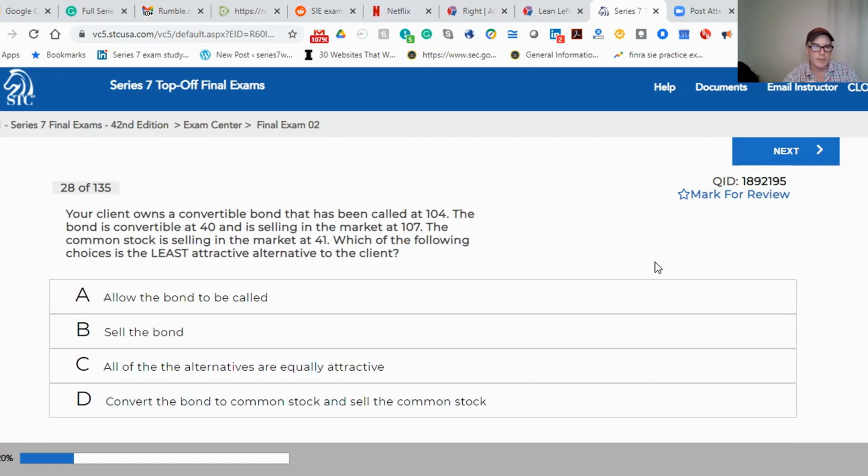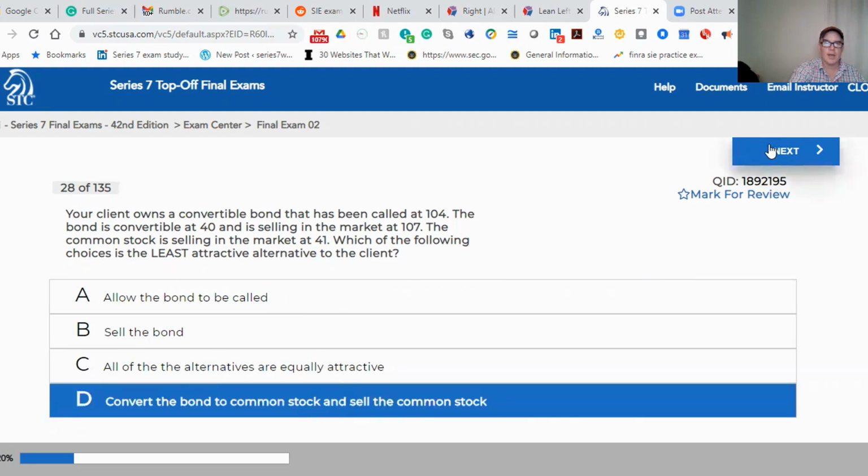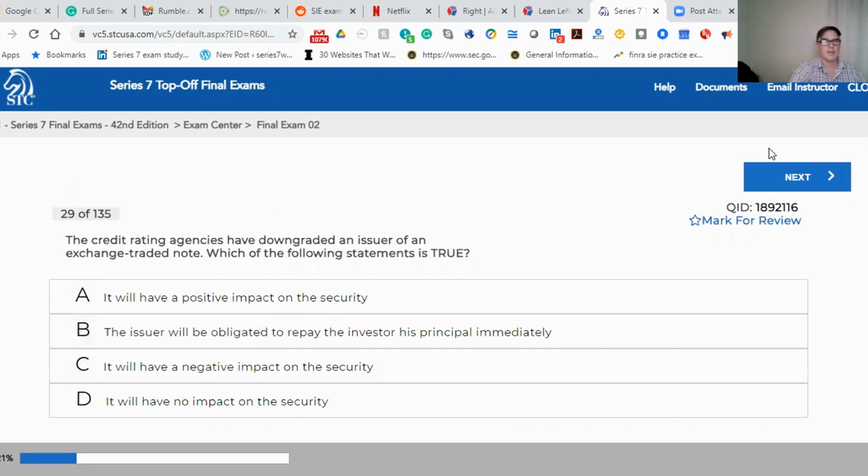So if they call the bond, it's convertible at 104. I can sell it for 104, or I can let it be called at 104. I can sell it at 107, or I can convert it and get 1,025. I think converting it is going to be bad. So no, I get 104. Sell the bond, I get 107. Those are fine, they're all equally no. Convert the bond, I get 1,025, because that would not be good. That's the least attractive.